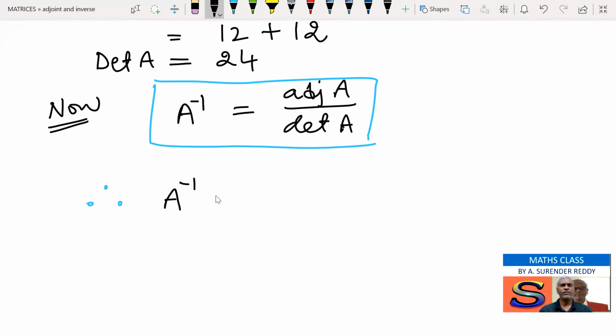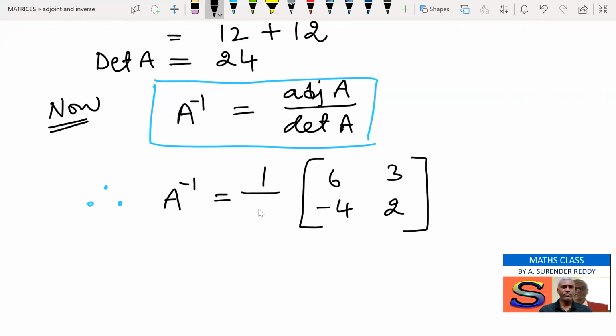Therefore, here A inverse is equal to adjoint A by det A. What is the adjoint? 6 3 minus 4 2. This is the adjoint. So by det A, you can write it as 1 by 24. This is the det A. Determinant is 24.